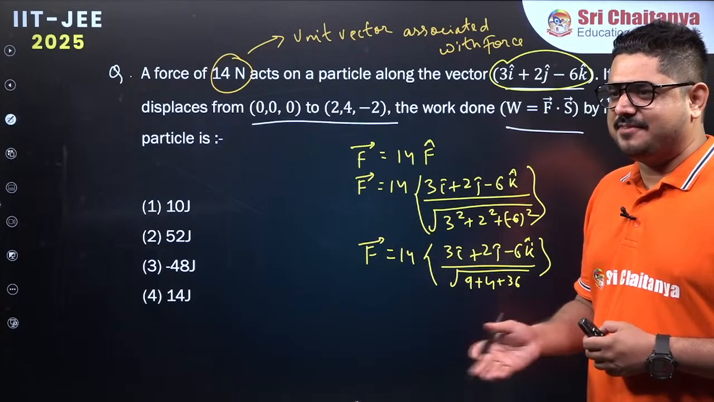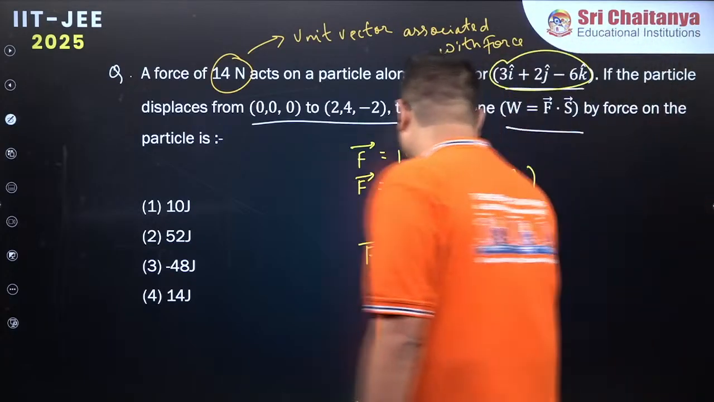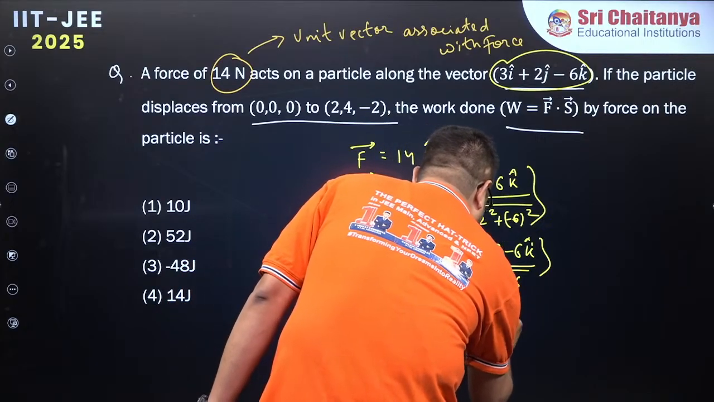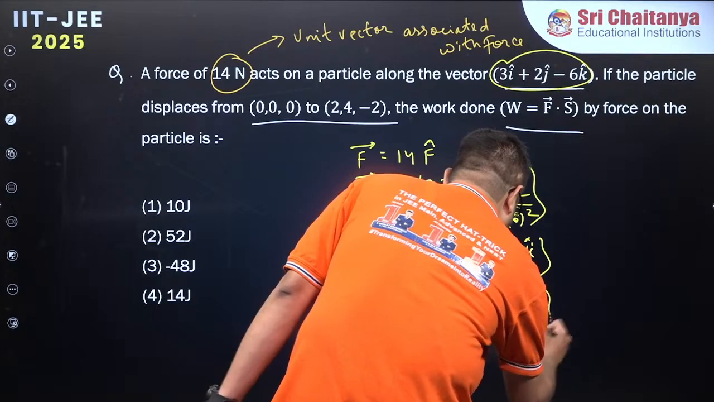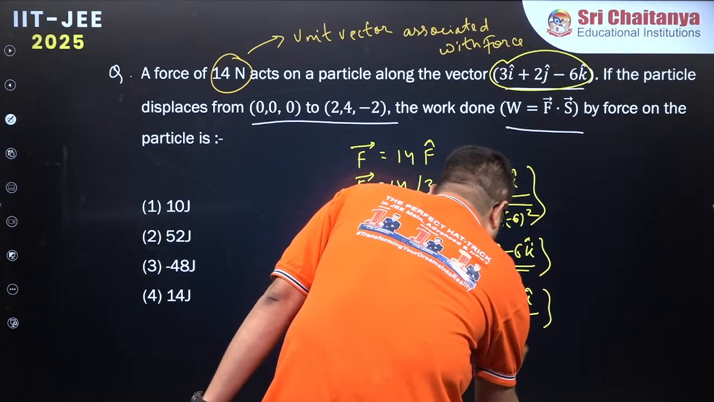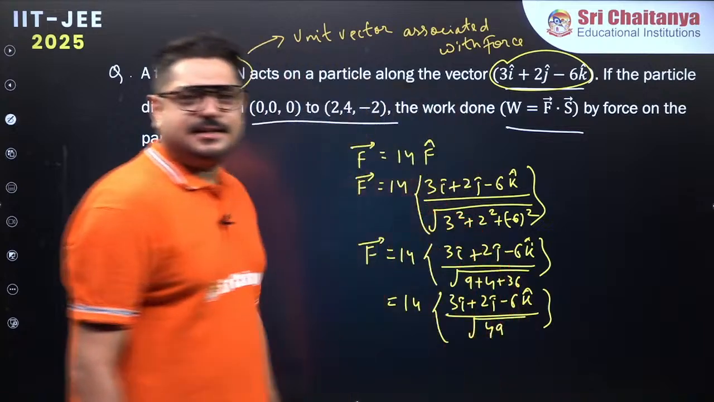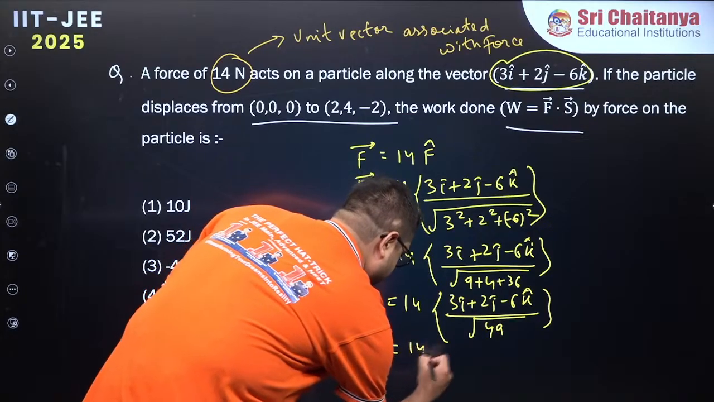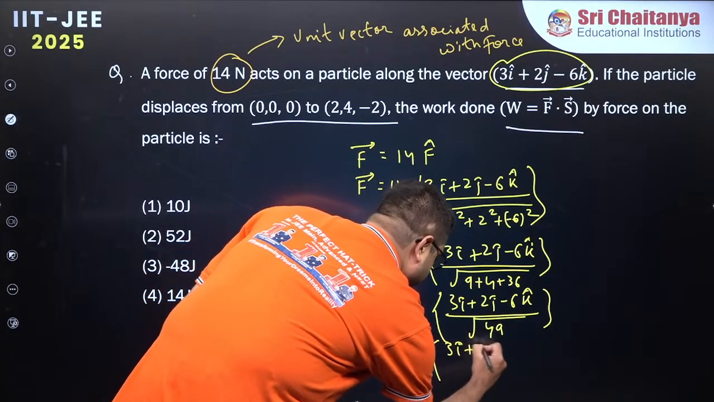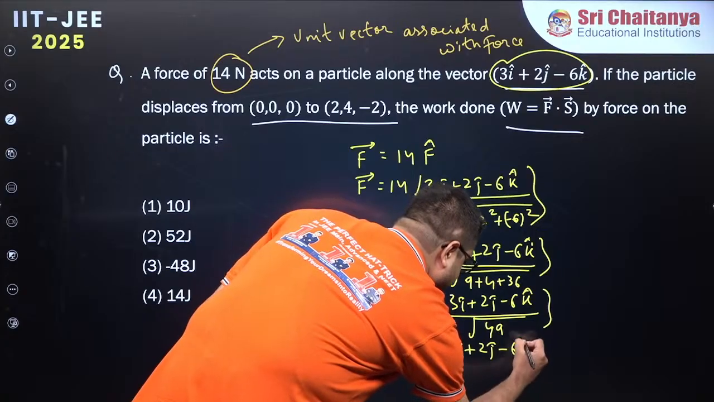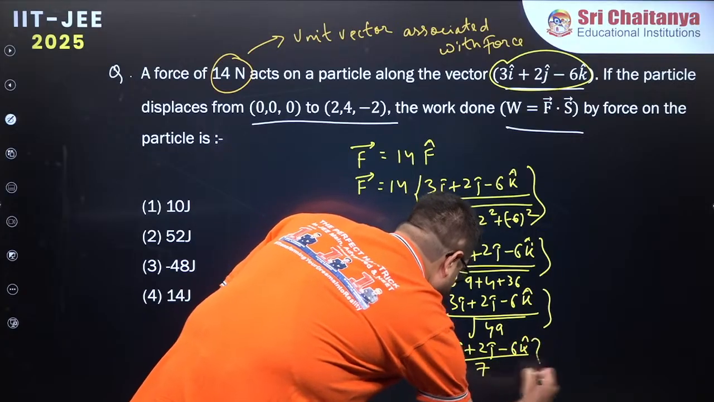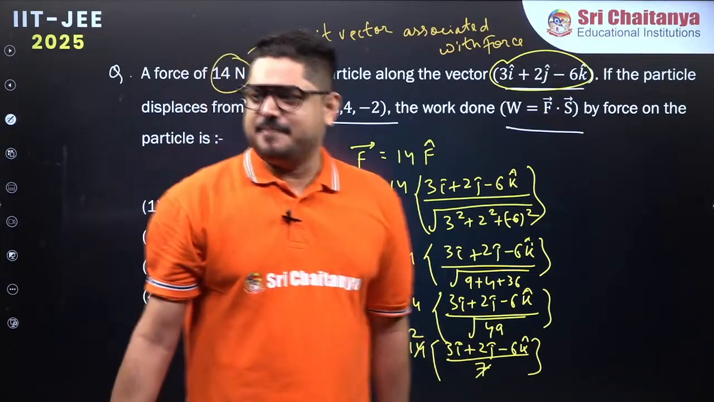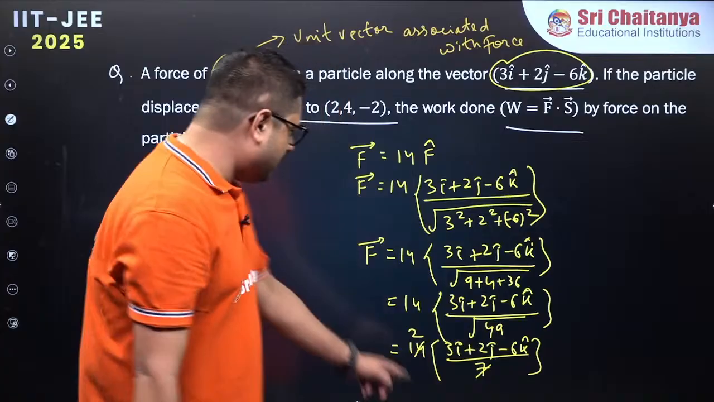I'm waiting for the answer, everyone. 7. 7 means it is 14, 3i cap plus 2j cap minus 6k cap divided by square root of 49. What is square root of 49? That is 7, isn't it? So you can write it down as 14, 3i cap plus 2j cap minus of 6k cap divided by 7. And over here we are having 14. Magnitudes can be divided, multiplied accordingly, isn't it? So you can write it down over there as 2.